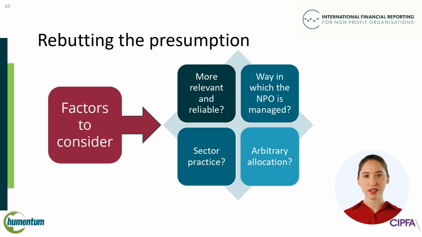Sector practice. Where a sector or a particular type of NPO normally uses one form of classification, consistency may enable comparison of expenses of different NPOs within that sector, as well as providing the most relevant information. If allocation of expenses to functions would be essentially arbitrary, then it would not provide reliable or relevant information.